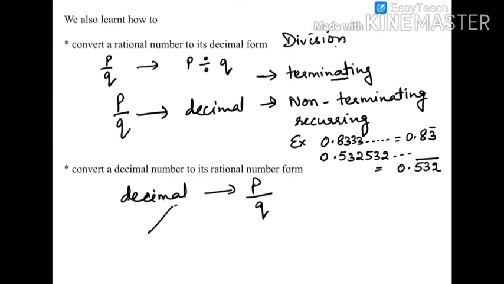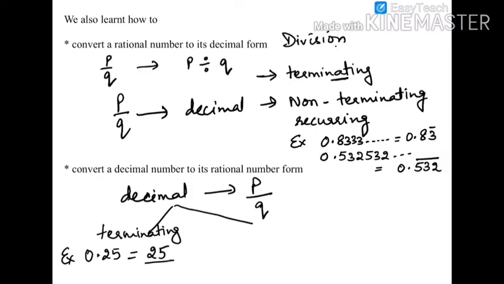So there are two ways of doing that. If your number is terminating type, like 0.25, to get rid of the decimal, you will shift the decimal to the right by 2 places. To do that, you will multiply and divide by 100 and then reduce it to the standard form and you get the rational number for this decimal number.